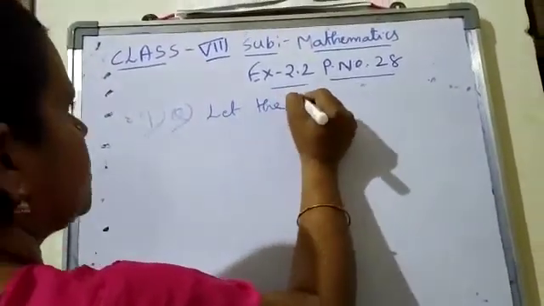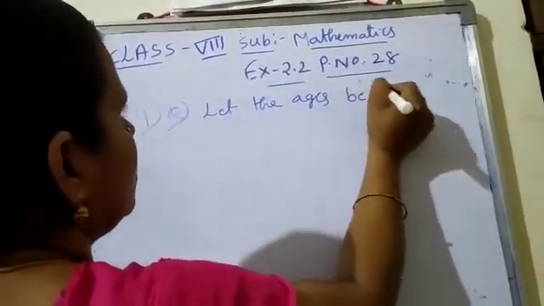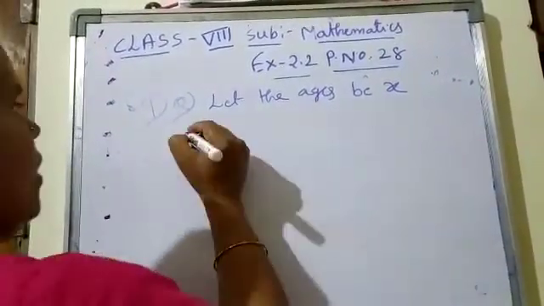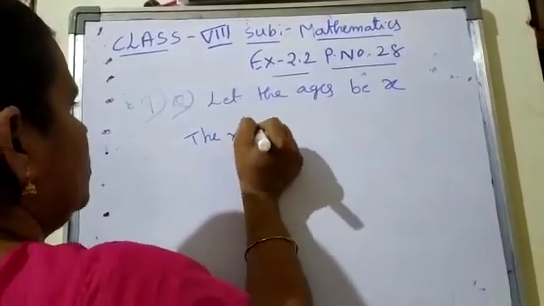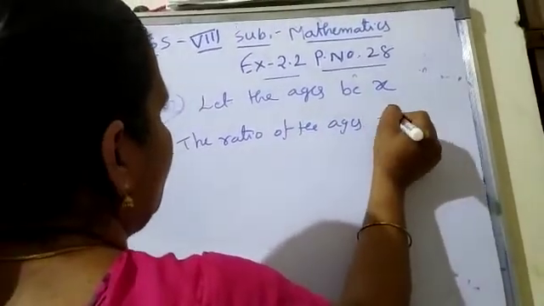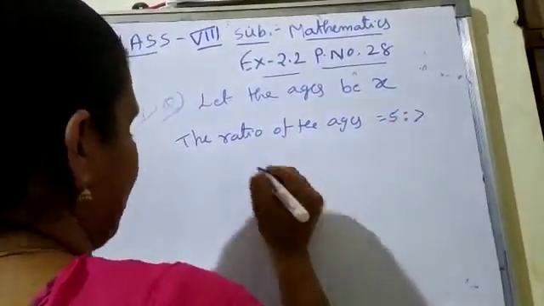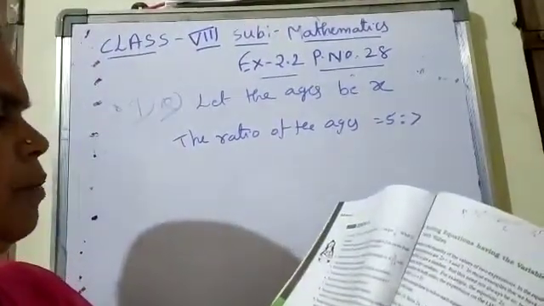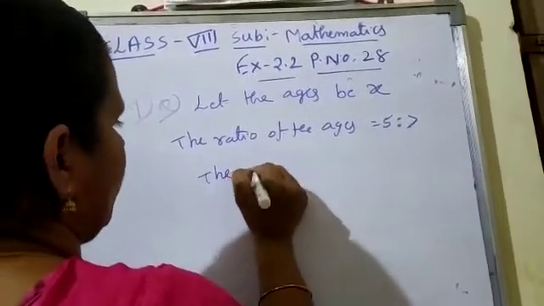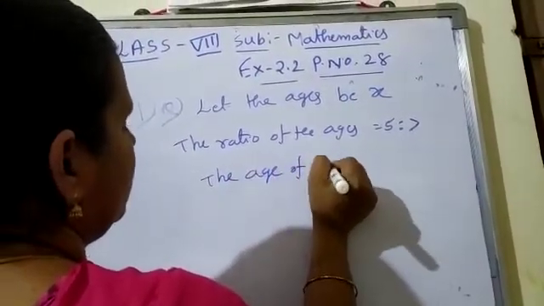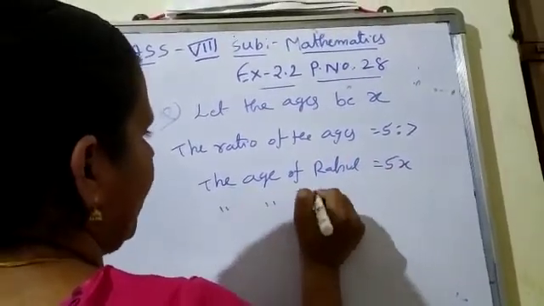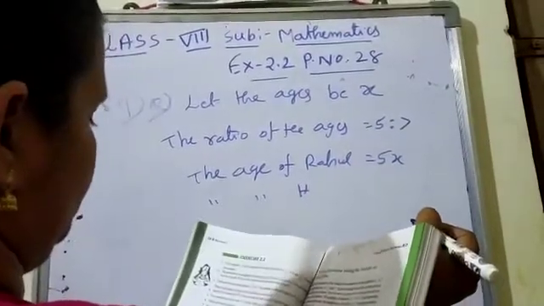So let the ages be x. So what is given, children? The ratio of the ages is equal to 5:7. So it becomes, what are Rahul and Heron? So the age of Rahul is equal to 5x. The age of Heron is equal to 7x.